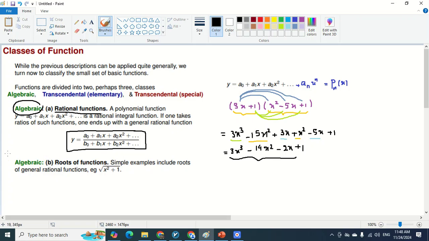Another thing about the rational function is that you should care about the denominator. This denominator cannot be 0, because it is a rule that a number over 0 is undefined for rational numbers. The other type of function is roots of a function. When we have roots of a given function, and if the root is an even root, then the term inside of the root should always be positive.